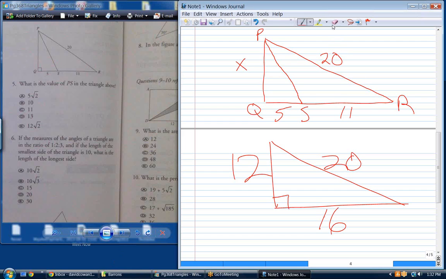So x is 12, and now what's PS? 13. Saved 30 seconds over doing it using the Pythagorean formula. Yep. Okay.